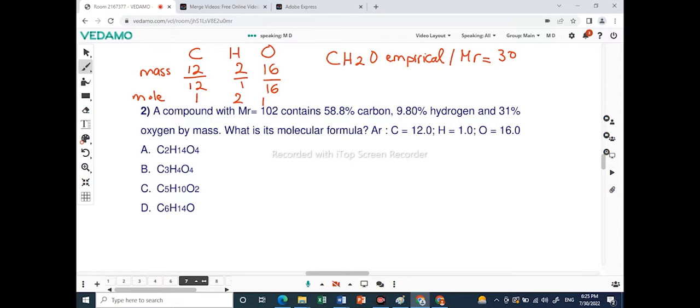Continuing with question number 2, there is another idea here. A compound with a molar mass of 102 contains 58.8% carbon, 9.8% hydrogen, and 31% oxygen by mass. What is its molecular formula? The relative atomic masses, Ar, are given. Now, if you want to go through the percentages and calculate the empirical formula step by step, in my opinion, in paper 1, dealing with these percentages will not be easy at all, since you will take 58.8 divided by 12 and 31 divided by 16. And this may take you a lot of time.